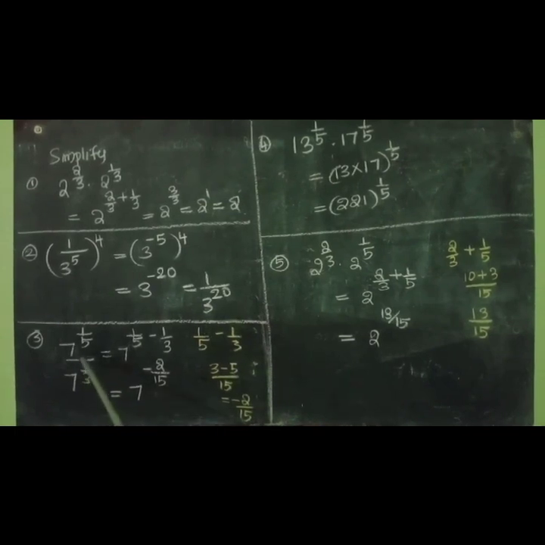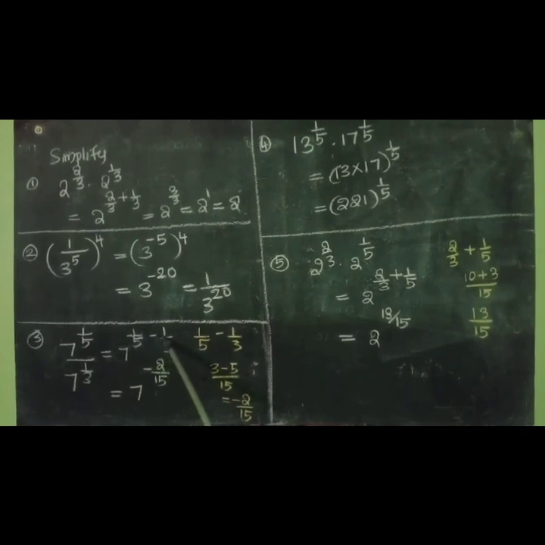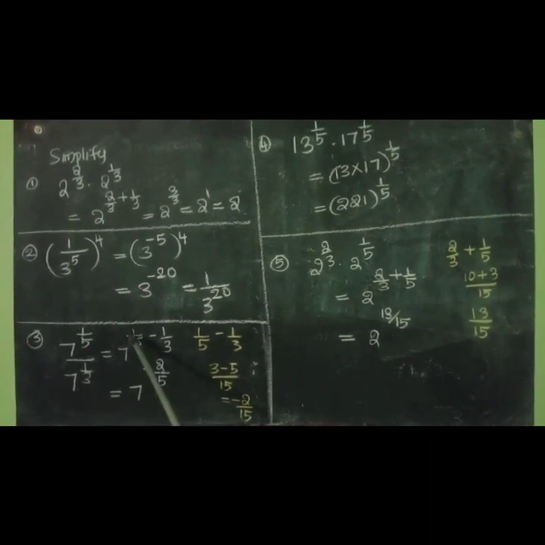Third question, 7 raised to 1 by 5 divided by 7 raised to 1 by 3. The law is a raised to m divided by a raised to n equal to a raised to m minus n. So 7 raised to 1 by 5 divided by 7 raised to 1 by 3 equal to 7 raised to 1 by 5 minus 1 by 3. 1 by 5 minus 1 by 3 I have subtracted here by using cross multiplication method. We got minus 2 by 15. So the answer is 7 raised to minus 2 by 15.